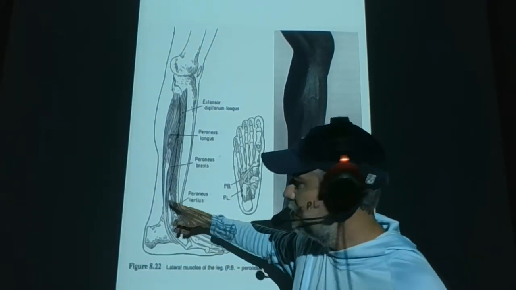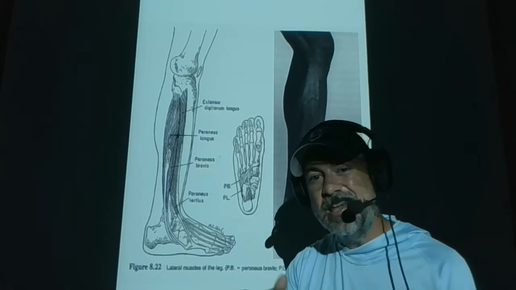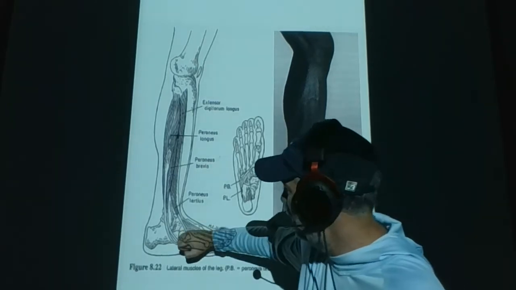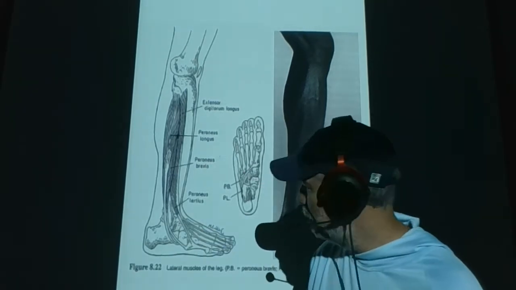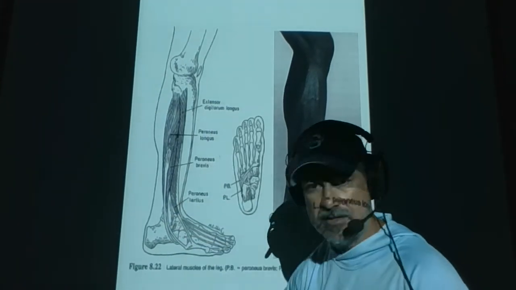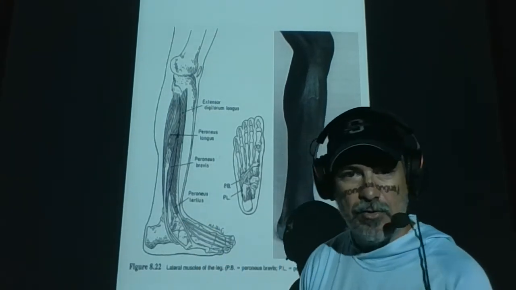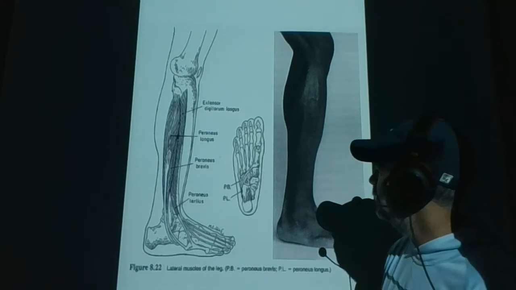This peroneus tertius has something in common. It has a common relative, a common ancestor. The eversion pull is the same. The lateral pull is the same. But unlike the longus and the brevis, who are plantar flexors, the tertius is a dorsiflexor, okay? Dorsiflexor everter. Cool deal?